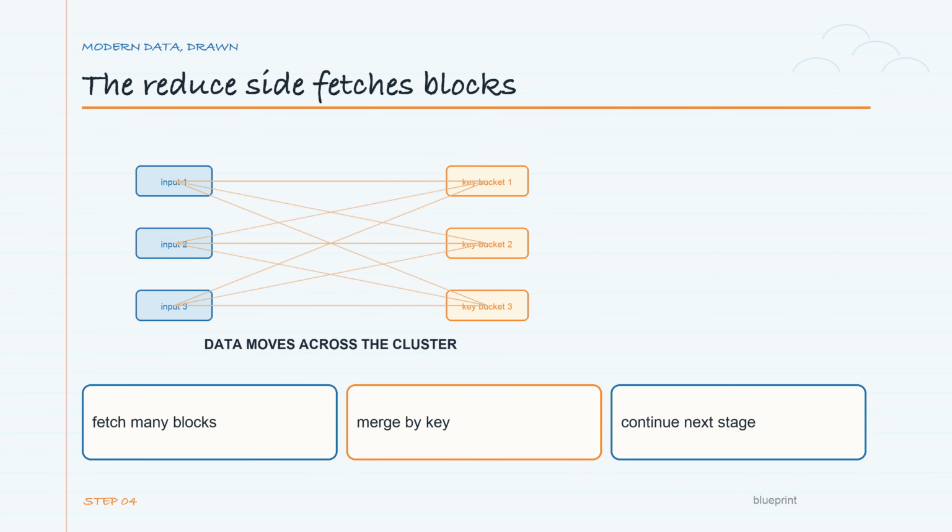With the previous step in place, the next piece becomes easier to see. Downstream tasks fetch their pieces from many upstream tasks, merge or sort them, and then run the grouped operation. This is the part that usually makes the whole concept click.